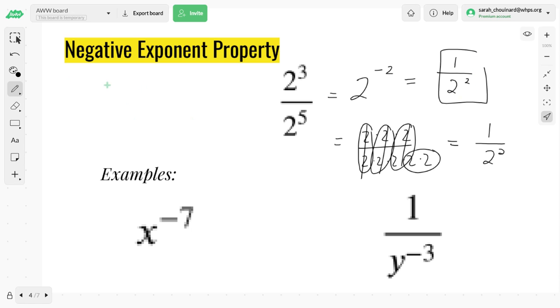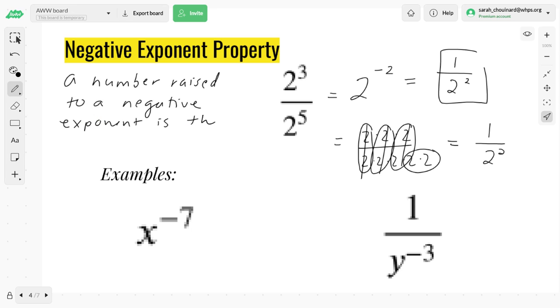So the negative exponent property says a number raised to a negative exponent is the reciprocal of its positive exponent.